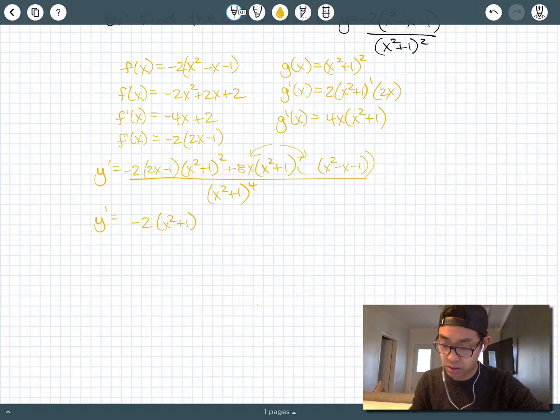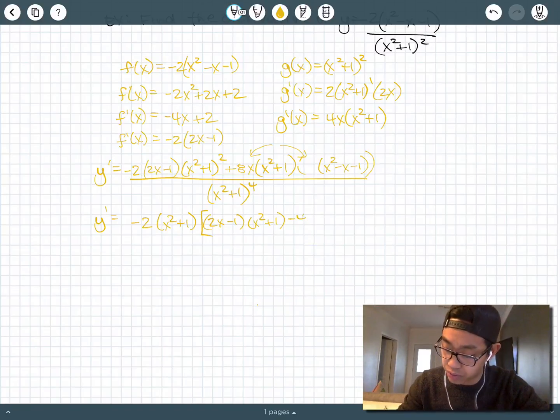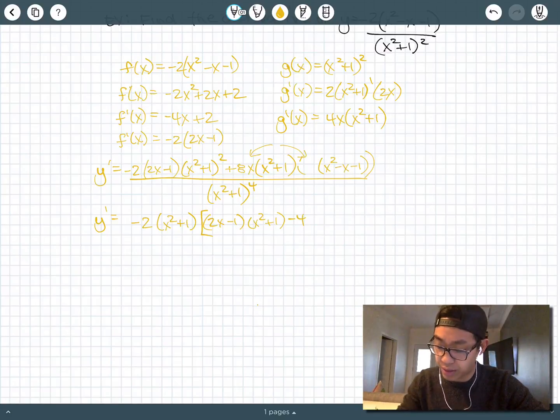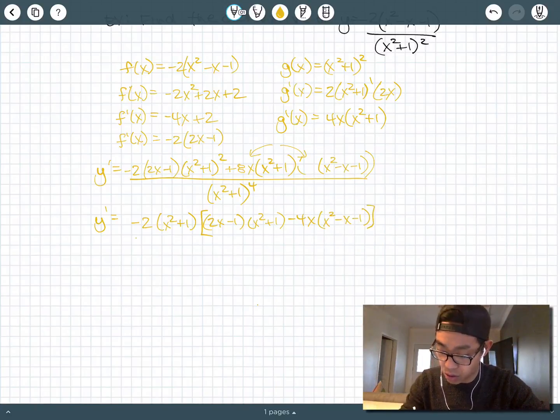Now, from the first term, what do we have left over? We have a 2x minus 1 and an x squared plus 1. From the second term, what do we have left over? When we pull out the negative 2 from the 8, we're down to minus 4. We still have an x, and we pulled out the x squared plus 1, so now we're just left with x squared minus x minus 1, and that's all over (x squared plus 1) to the 4.